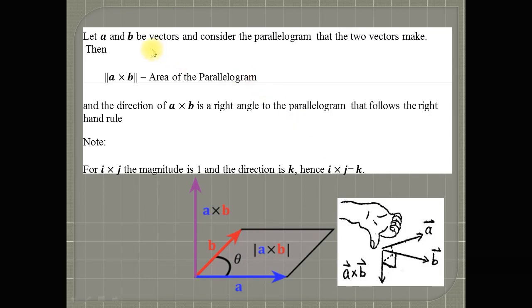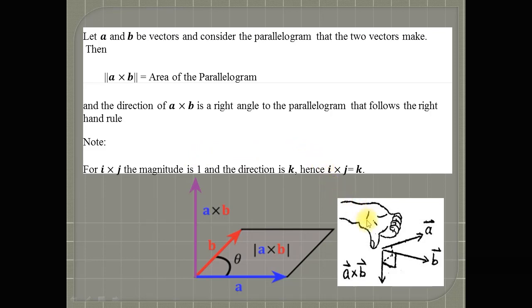Now let A and B be two vectors and consider the parallelogram that the two vectors make. Then the magnitude of A cross B is equal to the area of the parallelogram, and the direction of A cross B is at a right angle to the parallelogram, following the right hand rule. Note that for I cross J, the magnitude is 1 and the direction is K. Hence, I cross J is equal to K.